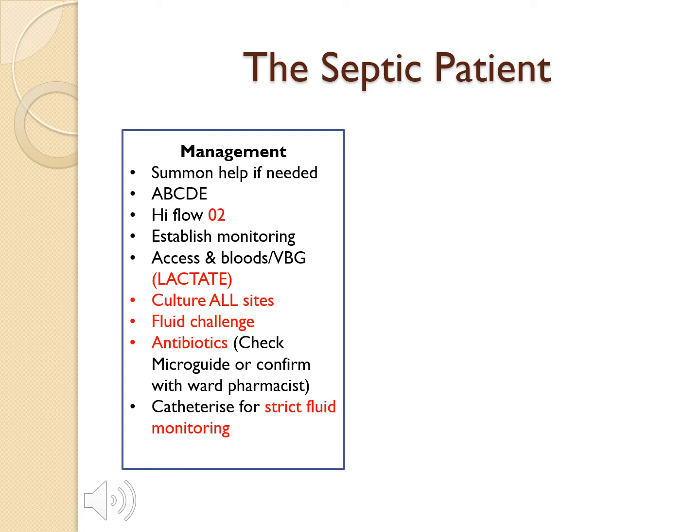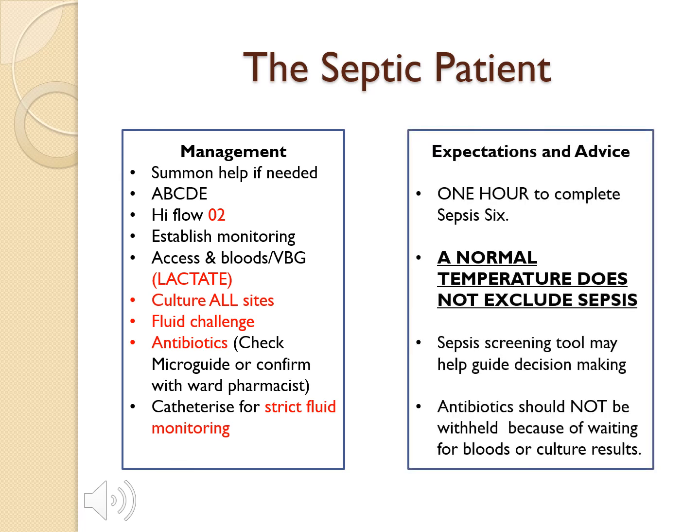Give antibiotics, check Microguide or confirm with the ward pharmacist. You may need to catheterise the patient, but ensure strict fluid balance monitoring. Remember, you've got 1 hour to complete the Sepsis 6 in the case of red flag sepsis, so it's important that these elements are done quickly. Your sepsis screening tool will help guide decision making, and it's really important to remember that a normal temperature doesn't exclude sepsis. And antibiotics should never be withheld if you're waiting for bloods or cultures to be done.